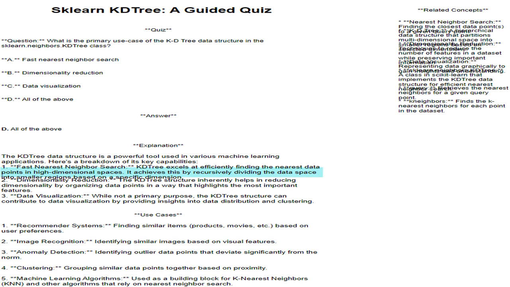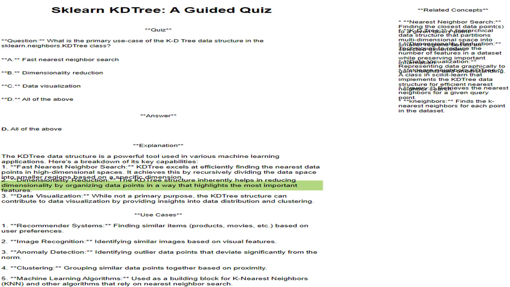B. Dimensionality reduction. Correct. KD tree's structure inherently contributes to dimensionality reduction. By organizing data points based on selected dimensions, it implicitly helps highlight the most important features, effectively reducing the dimensionality of the data. 2. Dimensionality reduction. The KD tree structure inherently helps in reducing dimensionality by organizing data points in a way that highlights the most important features.